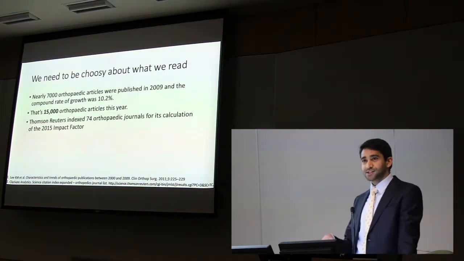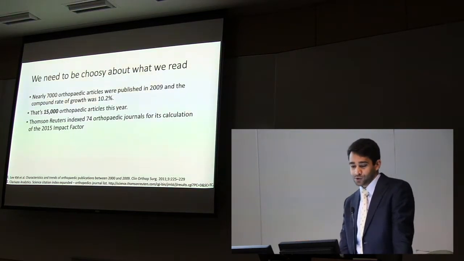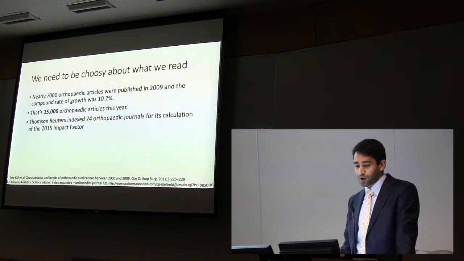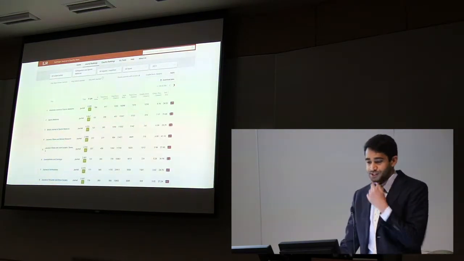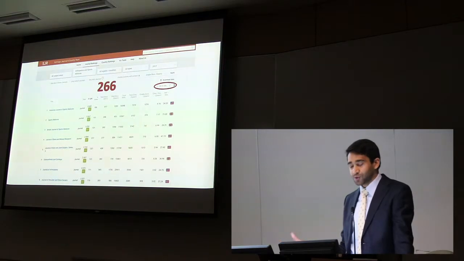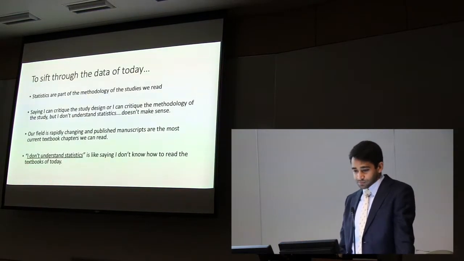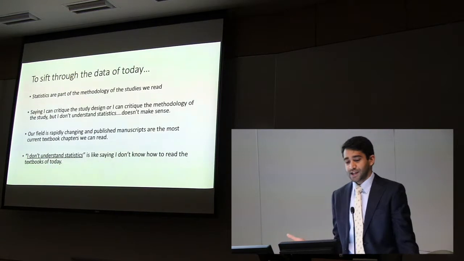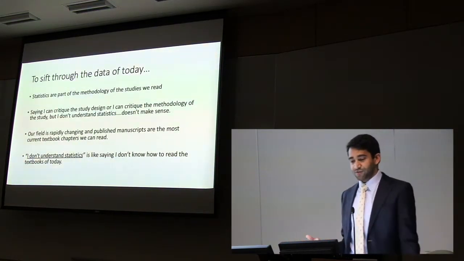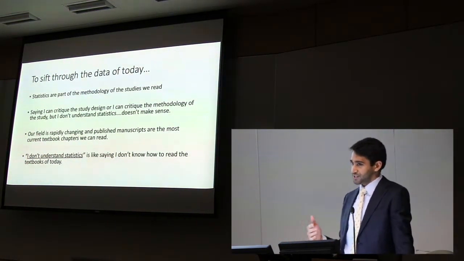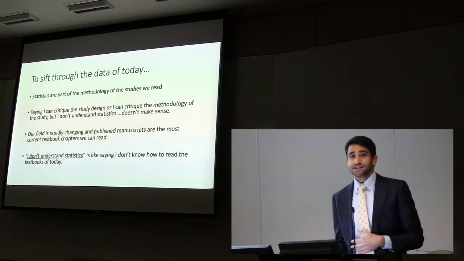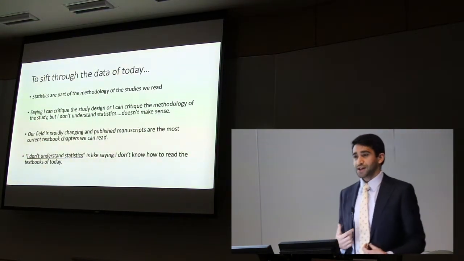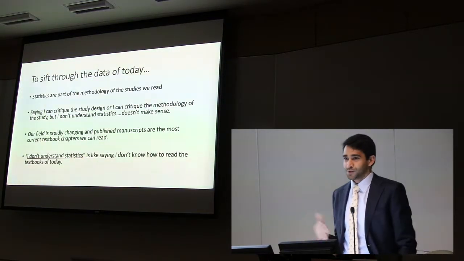So that means this year there were 15,000 orthopedic articles that were written, and there were 74 orthopedic journals that were indexed. Depending on the resource that you use, this is Scimago, there's 266 orthopedic journals. So if you're going to sift through the data of today, I think it's important to have a cursory understanding of statistics, even if you don't know all the details behind it, because it's part of the methodology of the studies that we read. And saying I critique the study design or I critique the methodology of the study, but I don't understand statistics, doesn't really make sense, right?